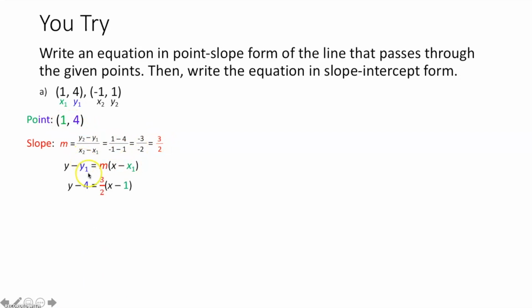So we plug in each of those to their corresponding spot. Any negatives to simplify? Nope. So we're good. This is going to be our point slope form of the equation of the line that passes through these 2 points. It says then write it in slope intercept form.